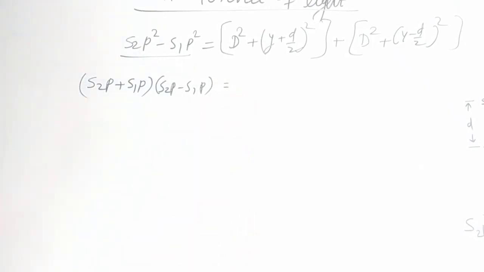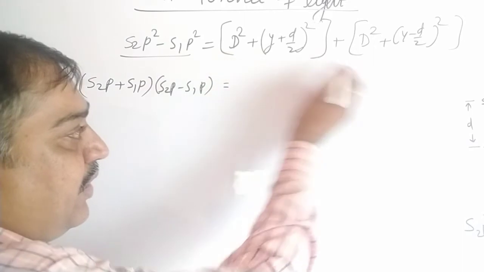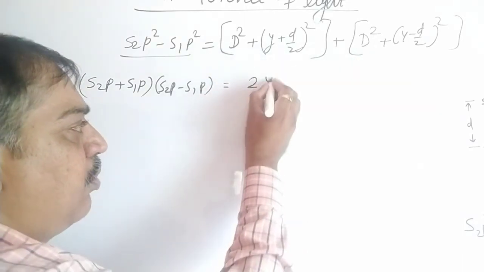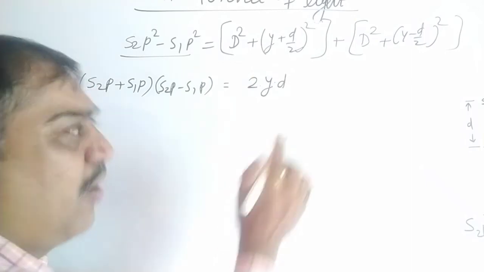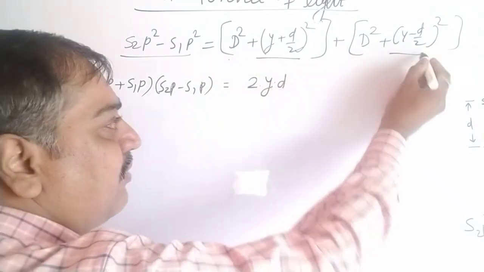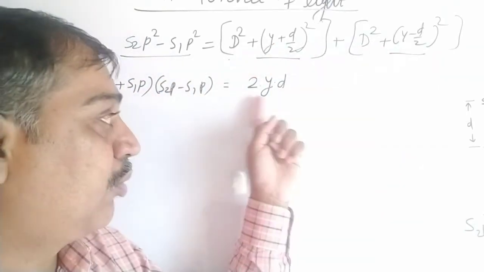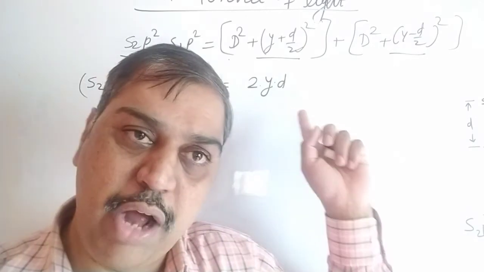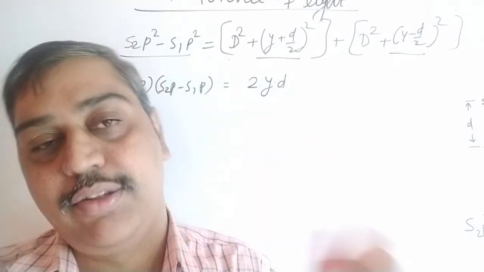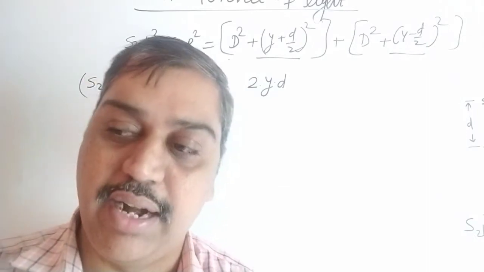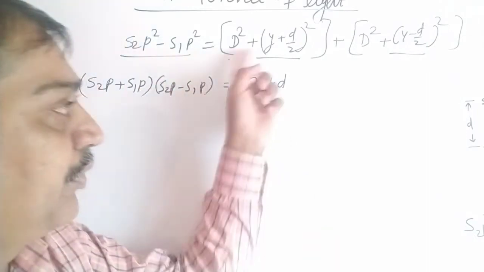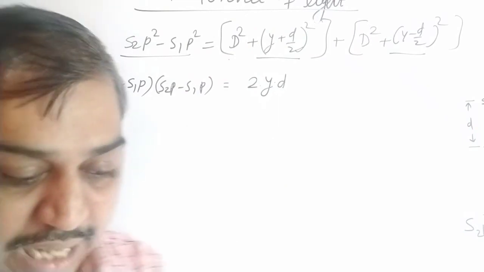Let's go further. If we solve it, we get 2y into d. Take the squares, add them, and cancel the common terms; we get 2 into y into d as the remaining term. I would like to give homework: try to solve this at home. Those who don't have mathematics must solve it, and those who have mathematics should also try. It will come as 2yd. If it doesn't, we'll see later. If we solve these two brackets, we get twice of yd.